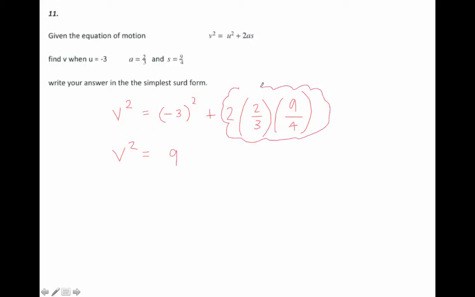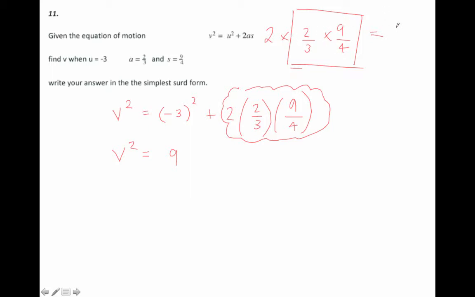When we're multiplying fractions, 2 times 2 over 3 times 9 over 4, a lot of you are cross-multiplying or trying to get a common denominator. Not necessary. When you're multiplying fractions, if we just look at this bit for now, it's just the numerator times the numerator and the denominator times the denominator. Don't make it any more difficult than it needs to be.